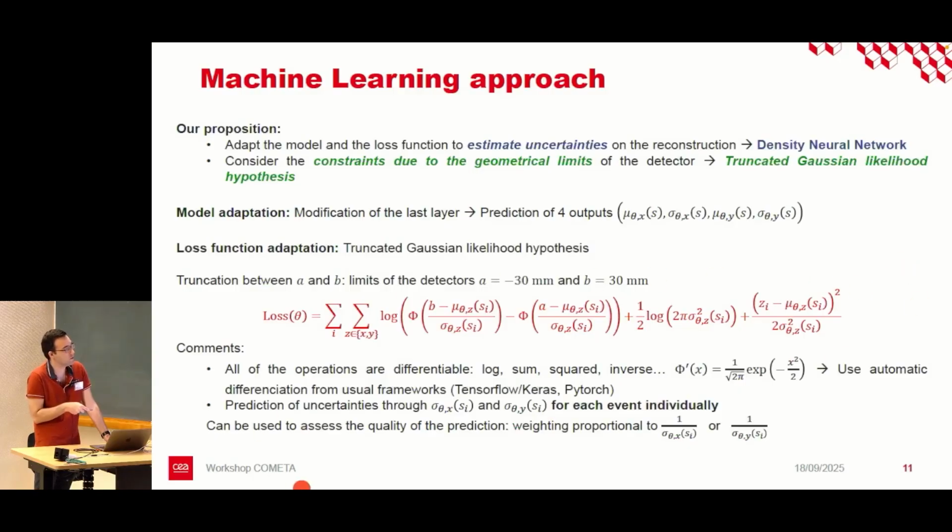exploited by usual frameworks such as TensorFlow or PyTorch to apply automatic differentiation. The second comment is that by using this, we can access, event by event, the uncertainty for the position. So we can have a prediction of the position with mu and the associated uncertainty with sigma. And we will show that we can use it, for example, to have a weighting proportional to the inverse of the uncertainty that is predicted.